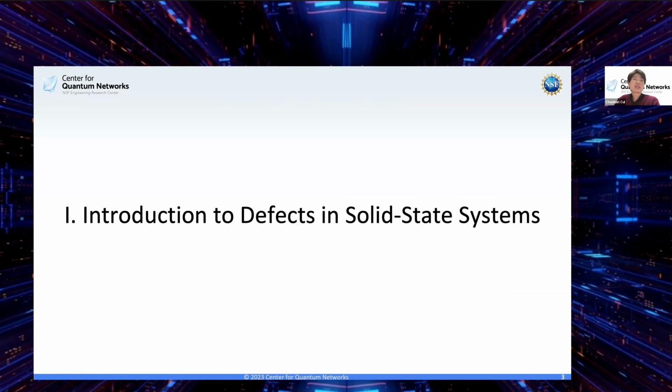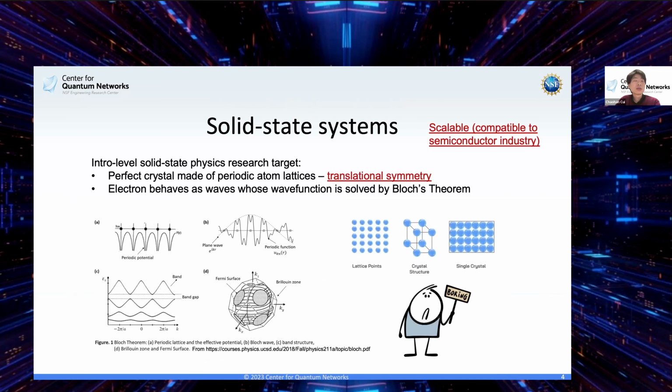So, a quick introduction to defects in a solid state system. Most of you have learned intro-level solid state physics, and the research target there is a perfect crystal system made of a periodic atom lattice. You have lattice points forming a crystal structure. This system has translational symmetry, which means if you jump from one lattice point to the next, you see the whole crystal system identical. You are seeing exactly the same landscape of the potential, because the potential is periodic.